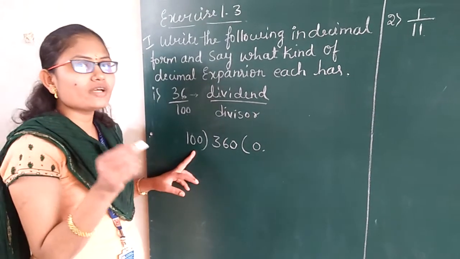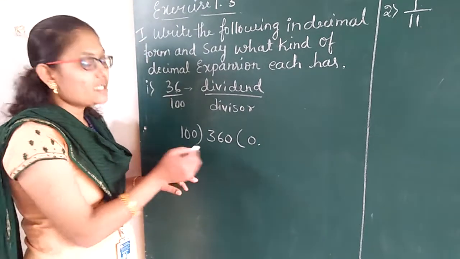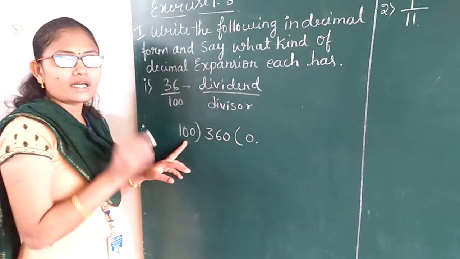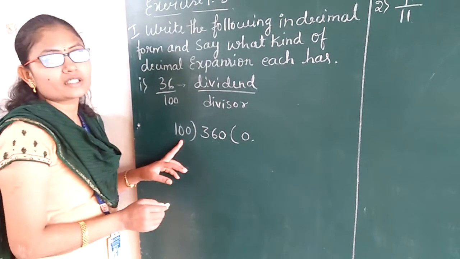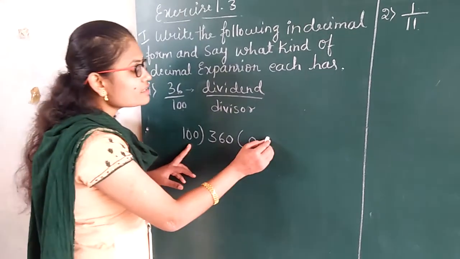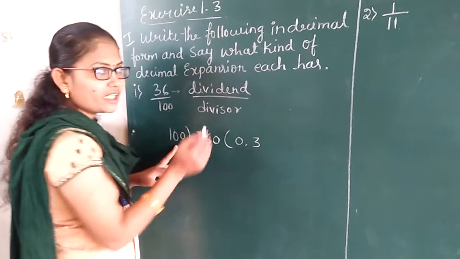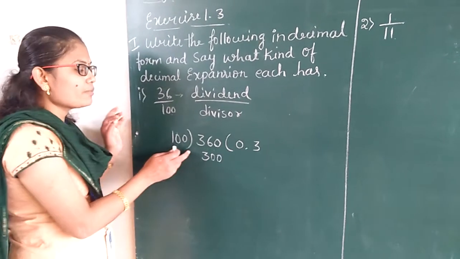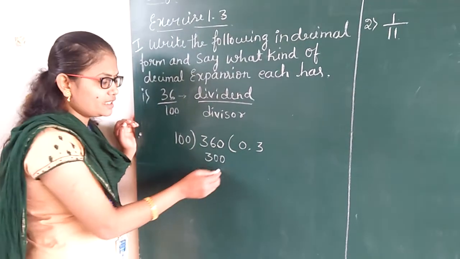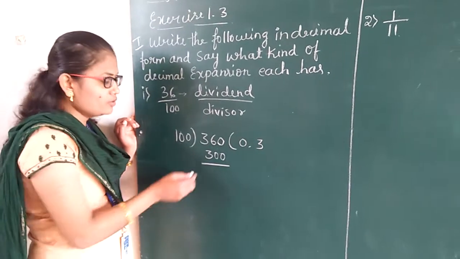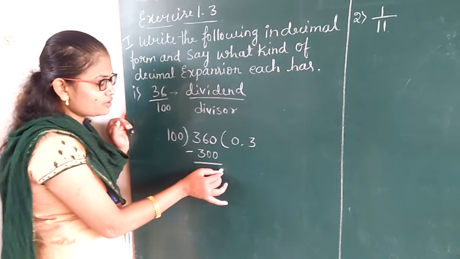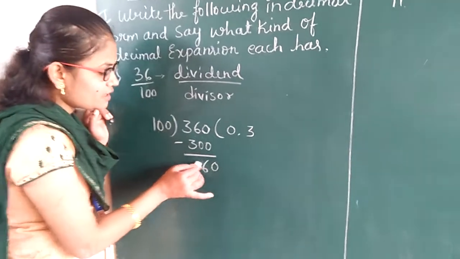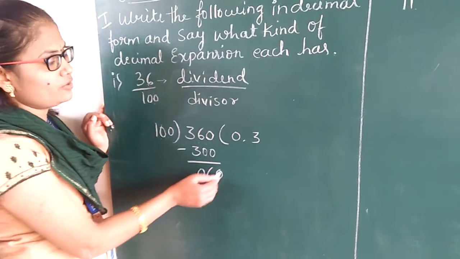So what do we have to do? We have to take the nearest number to 360. In the multiples of 100, which is the nearest number to 360? 100 times 3 becomes 300. So 300 is the nearest number to 360. Now we have to subtract. 0 minus 0 is 0, 6 minus 0 is 6, 3 minus 3 is 0. Now you got 60.